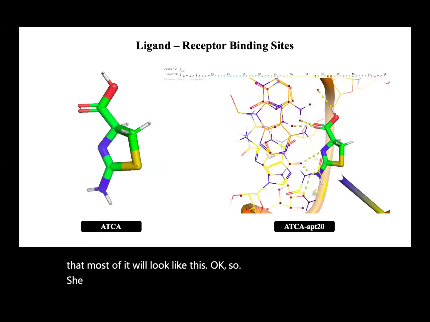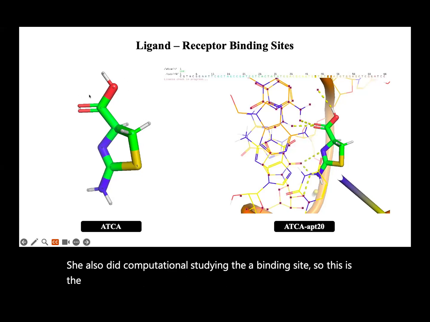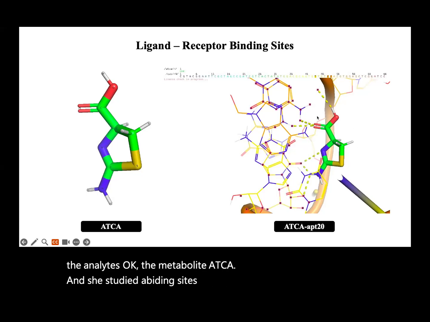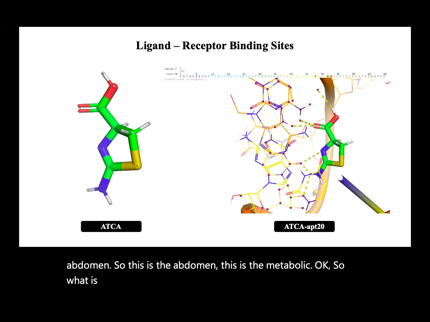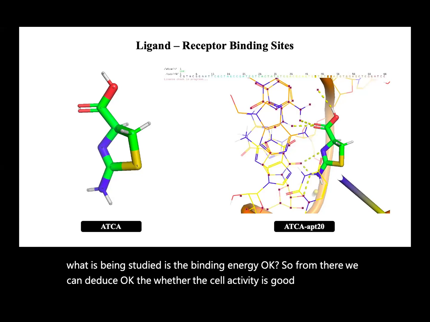She also did computational work, studying the binding sites. So this is the analyte, the metabolite ATCA. And she studied the binding sites via computational study with the aptamer. So this is the aptamer, and this is the metabolite. What is being studied is the binding energy. So from there we can deduce whether the selectivity is good, whether the binding is good.